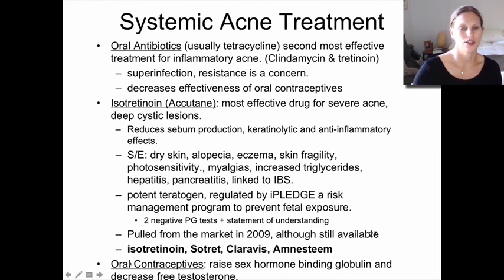You can see these are some of the other names that it is sold by now, as Accutane, I believe, is not available by that name. So I think that's it for systemic acne treatment. Ideally you would start topically and then move to the systemic, and again reserve that isotretinoin for the severe, deep cystic lesions. This is not for just a couple pimples here and there. It's way too big of a gun for that.